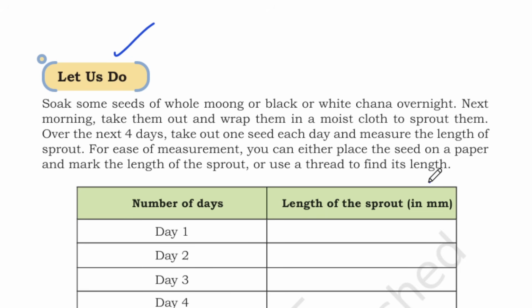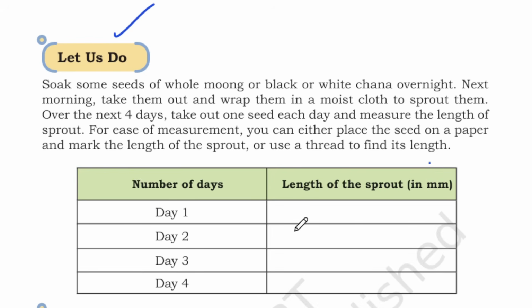So, what they are telling now, they are asking to soak some black chana or white chana overnight and wrap them in a moist cloth. So once we wrap them, what will happen? It will start sprouting out, right? So we have to do this for the next 4 days. But each day you have to take one sprout out and measure the length of the sprout and the growth of the sprout. So day 1, day 2, day 3, I have a picture for you students. Okay, this is your activity.